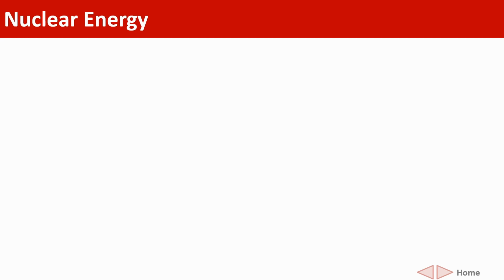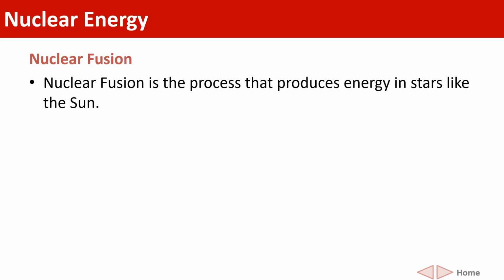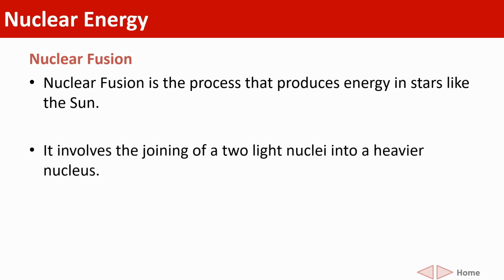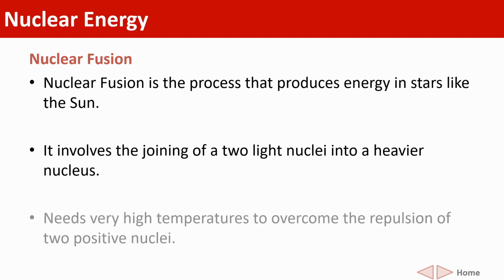The second process we want to consider is nuclear fusion, and this is the power supply for the sun and all other stars. And it works very differently from nuclear fission. Fission had a large nucleus that splits into two smaller ones. Fusion is the joining of two very light nuclei into a heavier nucleus, and with that releasing energy.